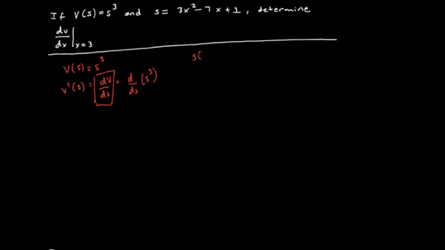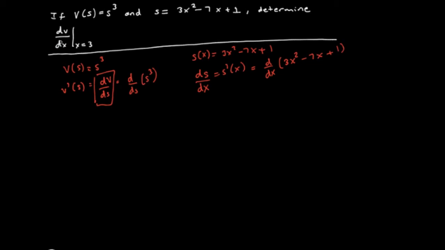Now, if we're looking at the other function, this is basically s of x, because s is a function of x. We get 3x squared minus 7x plus 1. If we find the derivative of s of x, we're basically finding ds with respect to dx, right? So this is the first derivative of s of x, s prime of x, and we can basically calculate each of these. So it's the derivative with respect to x of 3x squared minus 7x plus 1.